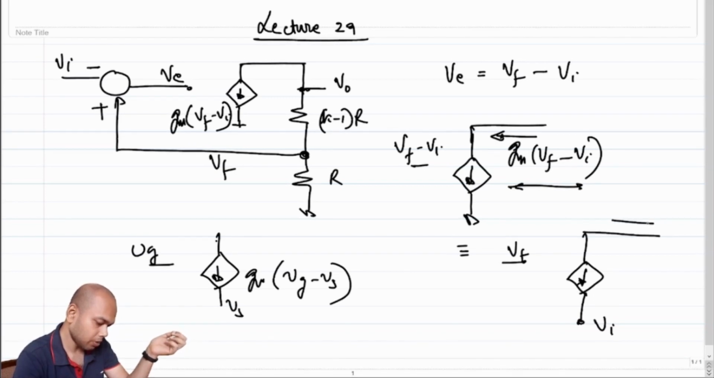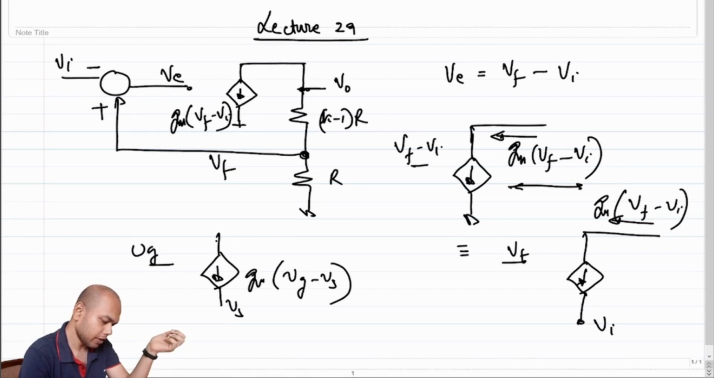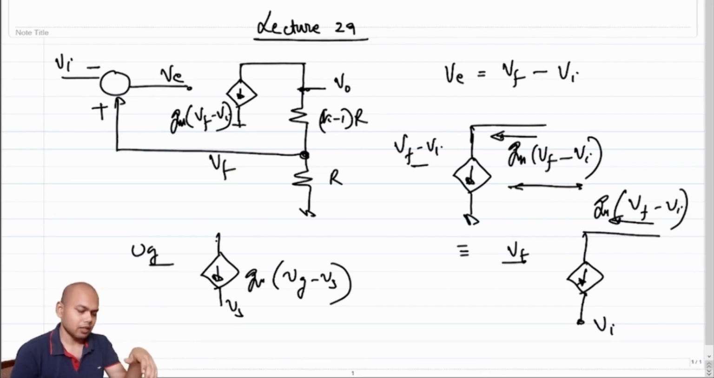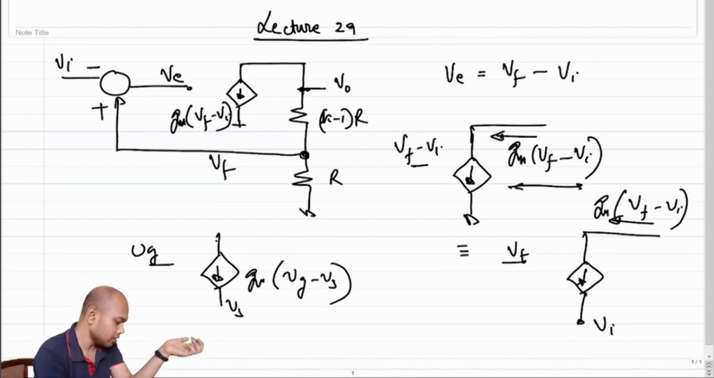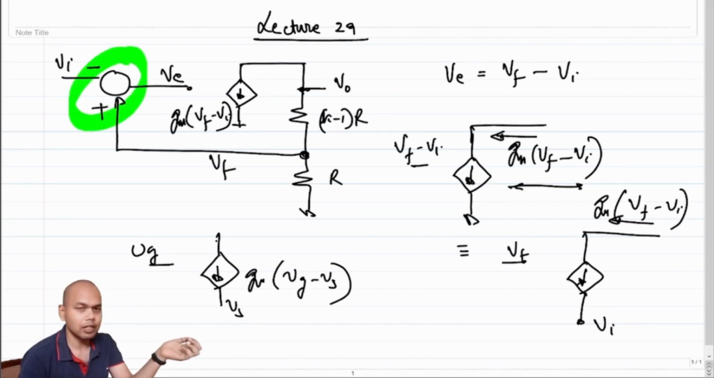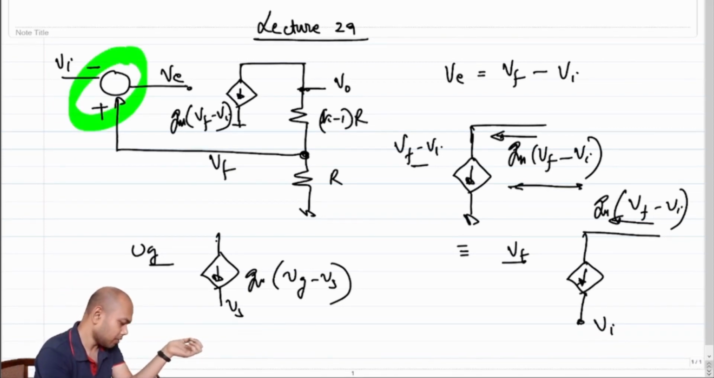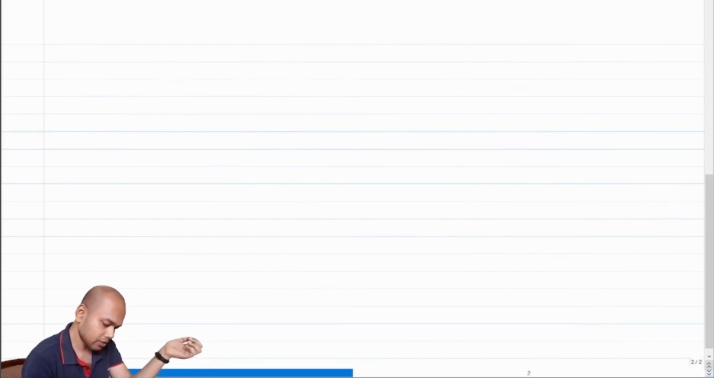If that is the case, what would have been the current? This would have been GM times (VF minus VI). Correct? So why are we doing this? We are doing this because if we can get this difference current from the transistor itself, then we can get rid of this sum. Correct? So let's go back and resketch our plot.